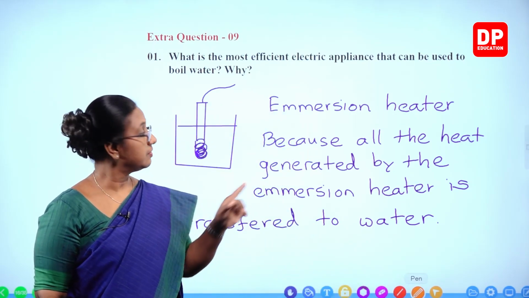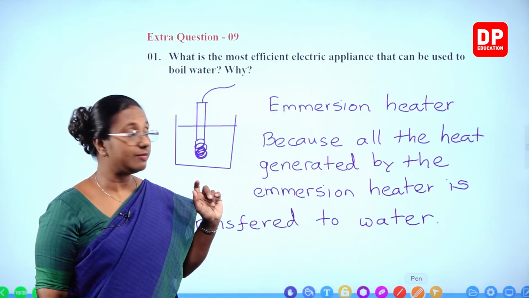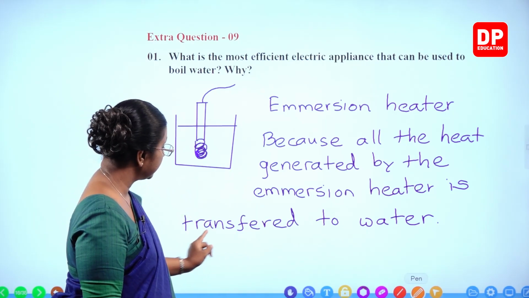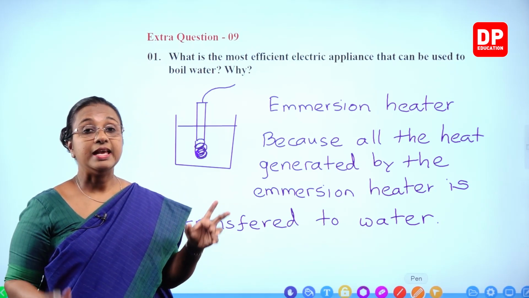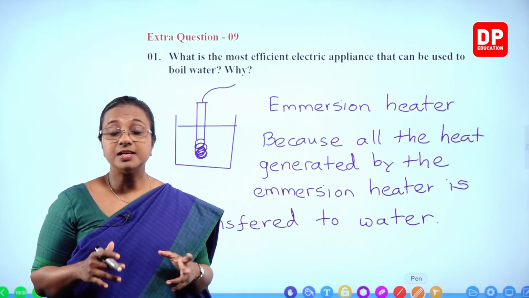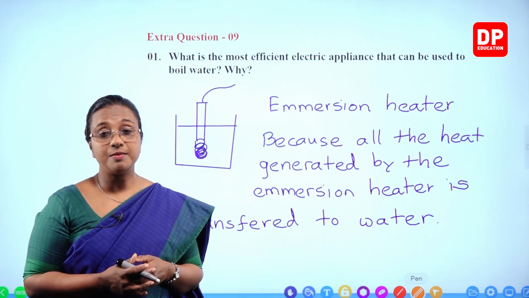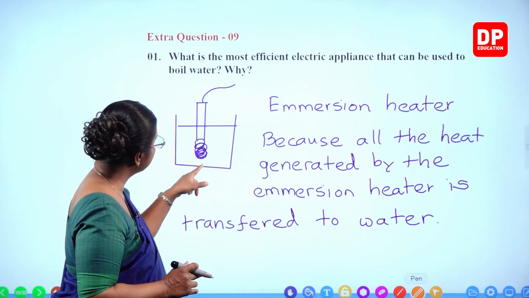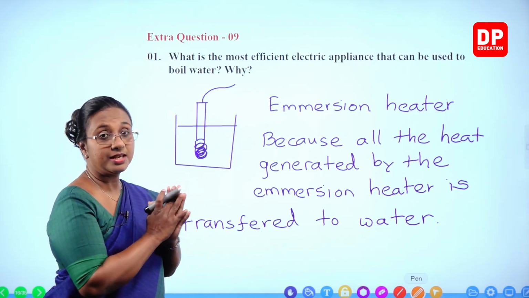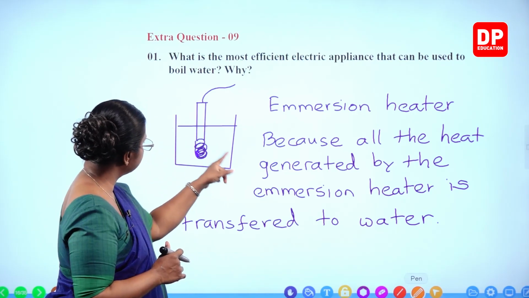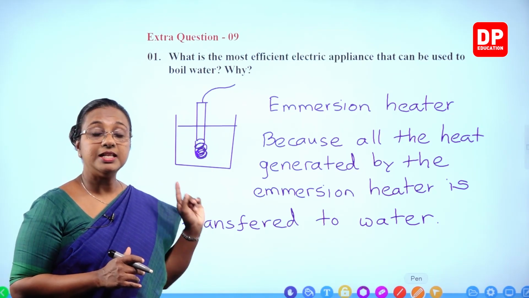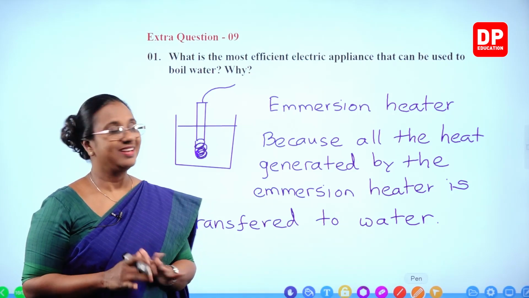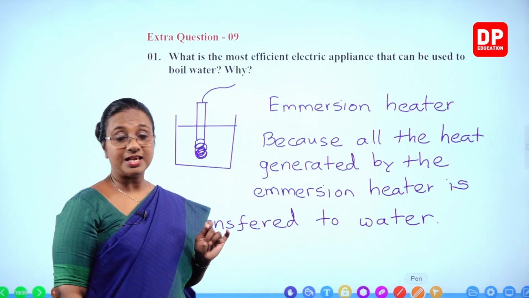So the most efficient one to boil water is the immersion heater, because all the heat generated by the immersion heater is transferred to water. In other methods, there is a loss of heat to the environment while it is being transferred to water. But here, since the immersion heater is inside water, in the middle, all the heat is given to water only. I'm sure you all can remember that. So with that, we'll move on to the next question.